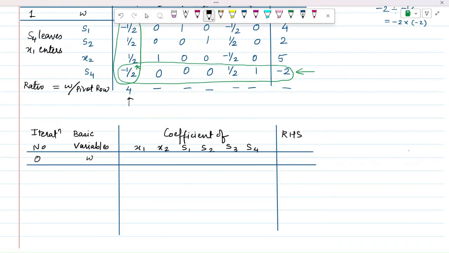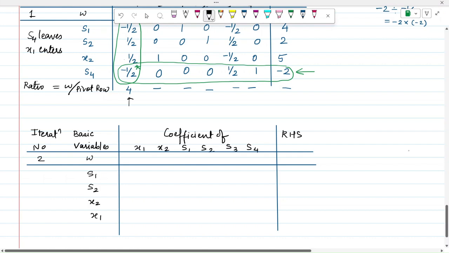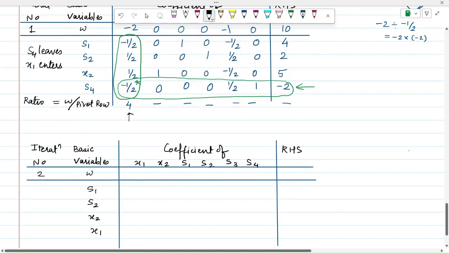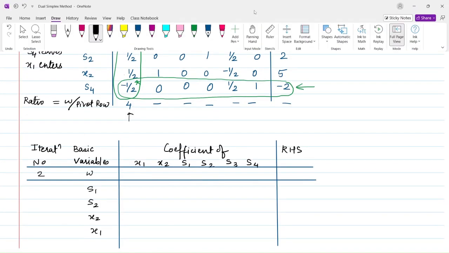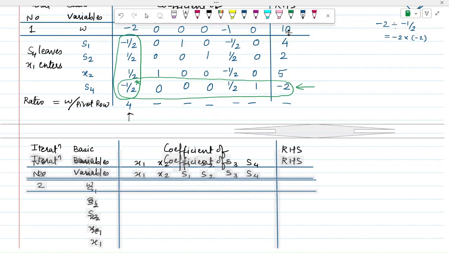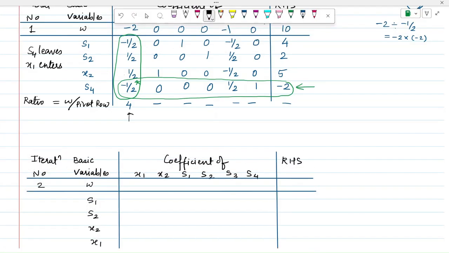Okay. And this is going to be now iteration number 2. Let me write down the values here. S1, S2 remains the same. X2 remains the same. S4 will leave and X1 will enter in its place. And I think, yeah, that's it. That's all we can keep same. Let's write down the row operations, and for that, let me create some space here. Okay. So the row operations, again, naming the rows, W row, R1, R2, R3, and R4.